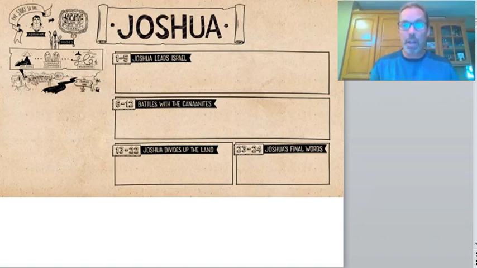So when we look at the book of Joshua, we can divide the book into 4 parts. Chapters 1 through 5, Joshua leads the people of Israel. Chapters 6 through 12 are about some of the battles that the people of Israel have with the Canaanites who are already occupying the land. Then in chapters 13 through 22, the people divide up the land, and each of the 12 tribes is given their particular territory. And then chapters 23 and 24 are Joshua's final words to the people of Israel.